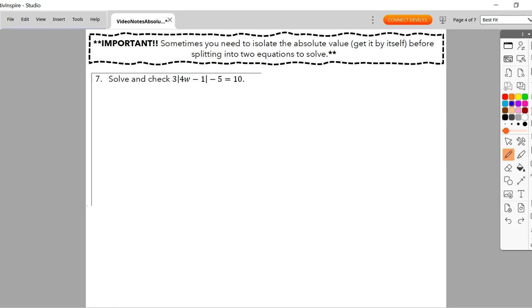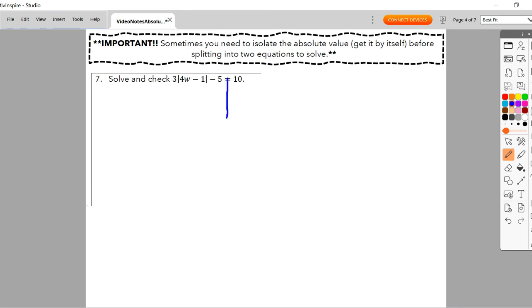It's important to note that sometimes you need to isolate the absolute value, which means get it by itself, before splitting it into the two equations we have been solving. You'll notice that up until this point in our notes, we've had the absolute value already by itself. Now you see here it's multiplied by 3 and subtracted by 5 on that same side of the equation, so we'll have to move both of those.